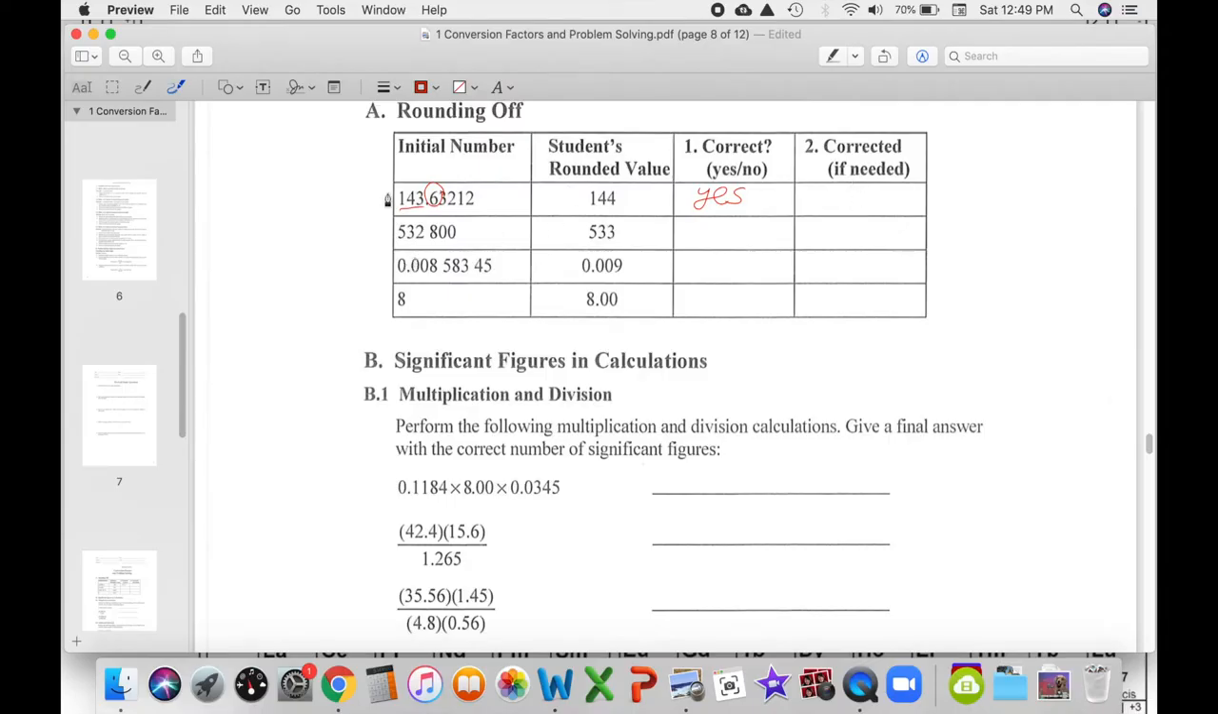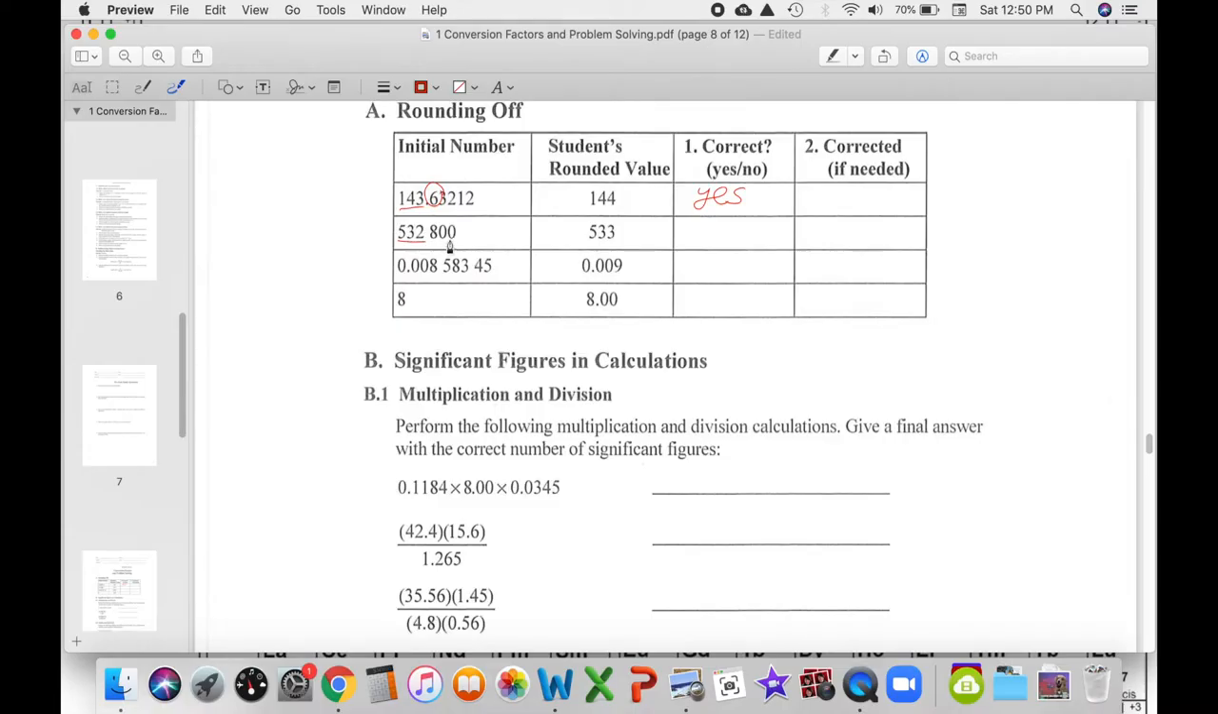Okay, so you need to go on and continue that. I'll do one more example just to help make this a little bit more clear, especially since we've got an example here that does have zeros in it. So if we look at this number over here, 532,800. Okay, so again, we want our significant figures here, the 5, the 3, and the 2.